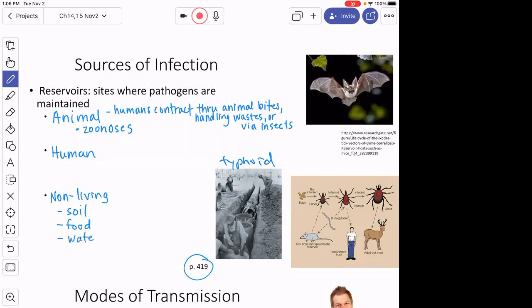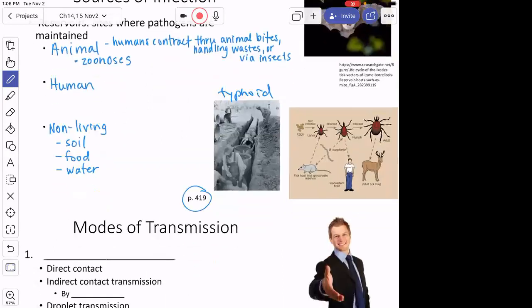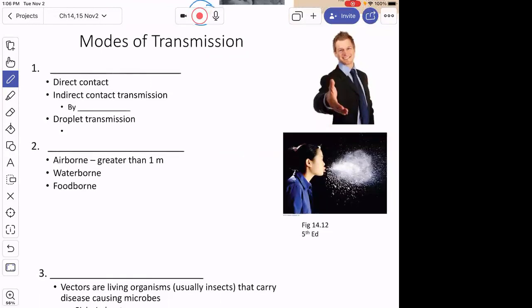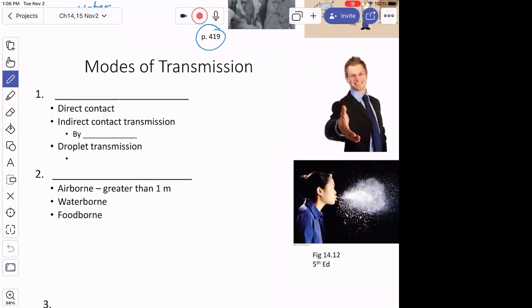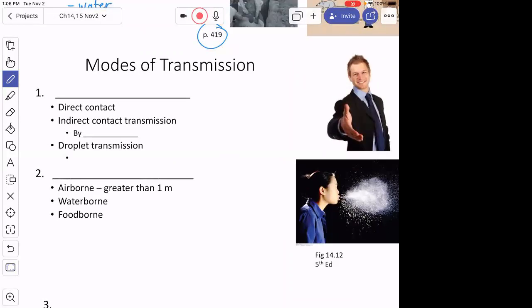As well as water. Something like Cryptosporidium, that's a protozoa that's maintained in the water, and then we ingest it and we get diarrheal disease. Okay, and then if we think about how is that pathogen transmitted to us from some reservoir? Sometimes a pathogen can be transmitted by a number of means, but again, we like to kind of throw labels on the way things are transmitted.